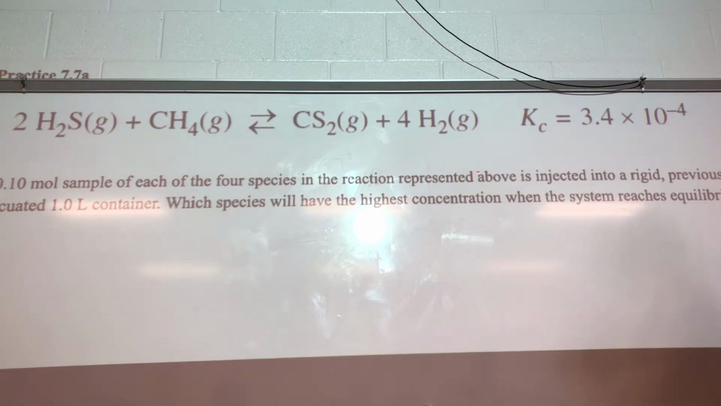Well, just a quick question. Do we need a Rice chart? Because I think it's reactant favored, right?